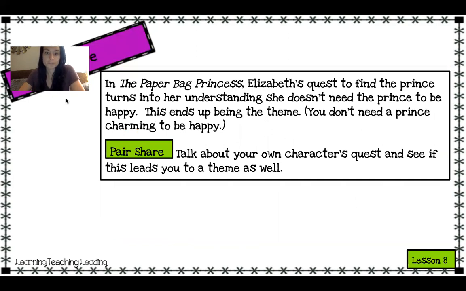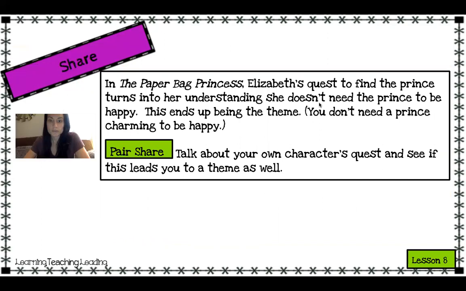For this part, like I went over The Paper Bag Princess, as I was talking about in the beginning, Elizabeth's quest to find the prince turns into her understanding she doesn't need the prince to be happy, right? This ends up being the theme. You don't need a Prince Charming to be happy. So also when you're thinking about quests today, and you're going to be writing about internal and external quests of your character, think about how those quests can also tie in to the theme of your story, kind of connect them.